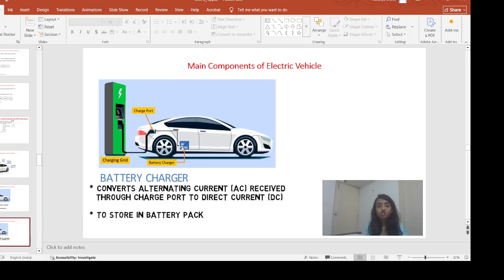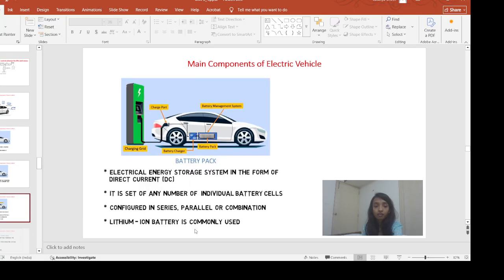Next we have the battery charger over here. So battery charger, what it will do, it will convert the AC current received from the charge port to the DC current, and this battery charger is also used to store in the battery pack. Okay, so it will mainly convert the AC received from the charge port to the DC. This battery charger will help to store the electricity in the battery pack.